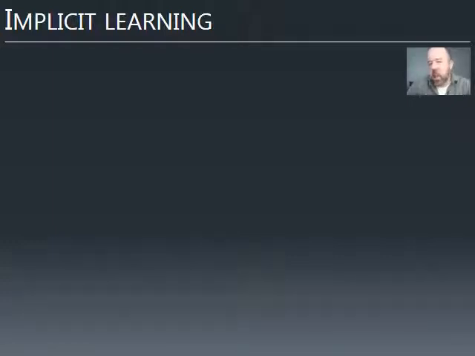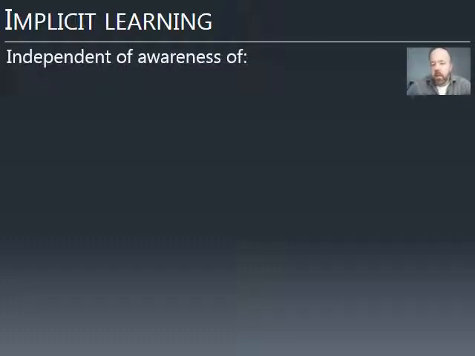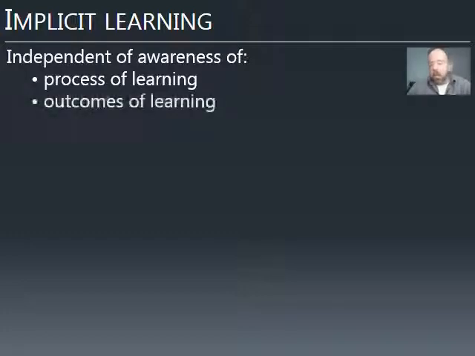Okay, so that's observational learning. The other form of learning that we're going to talk about in this lecture is implicit learning. And this is learning that happens, as your book puts it, under the radar. So it's independent of being aware of the learning process. So we're not aware that we're learning anything at all. And we're not even aware of the outcomes of that learning. We're not aware we're getting better at something.